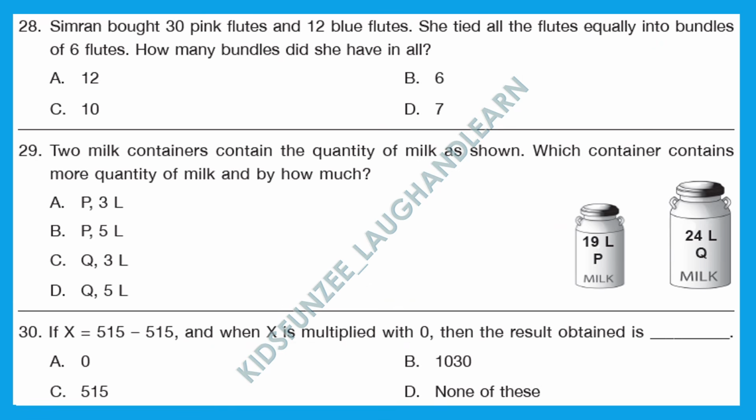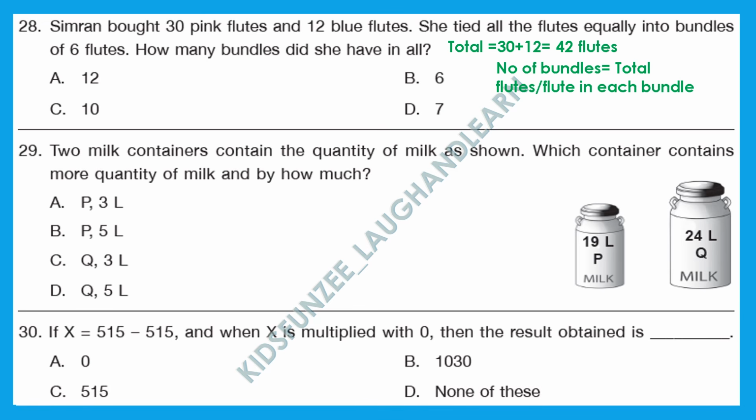Question 28. Simran bought 30 pink flutes and 12 blue flutes. She tied all the flutes equally into bundles of 6 flutes. How many bundles did she have in all? So let's find the total number of flutes, which is equal to 30 plus 12 equal to 42 flutes. Now it is given how many flutes would be there in each bundle, and we have the total number of flutes. We have to find the groups, the number of bundles. So number of bundles equals total flutes, 42, divided by flutes in each bundle, that is 6, which gives 42 by 6 equal to 7. The right answer is option D.